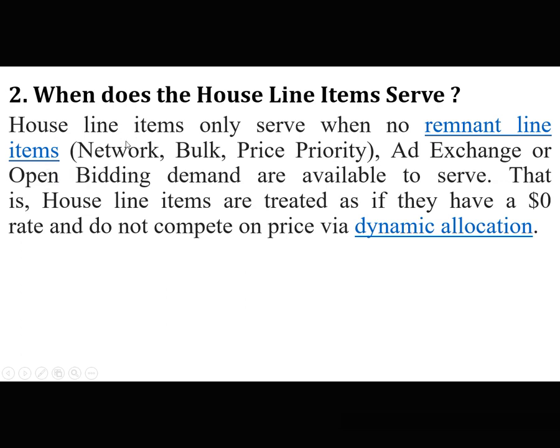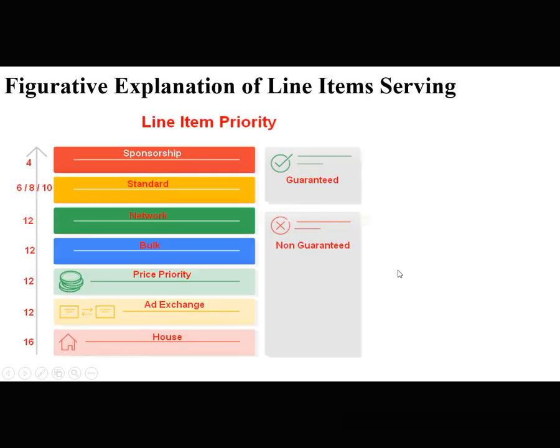So the second question is, when does the house line item serve? House line items only serve when no remnant line items like network, bulk, price priority, ad exchange, or open bidding demand are available to serve. That is, house line items are treated as if they have a $0 rate and do not compete on price via dynamic allocation. So this is a figurative explanation of line item serving.